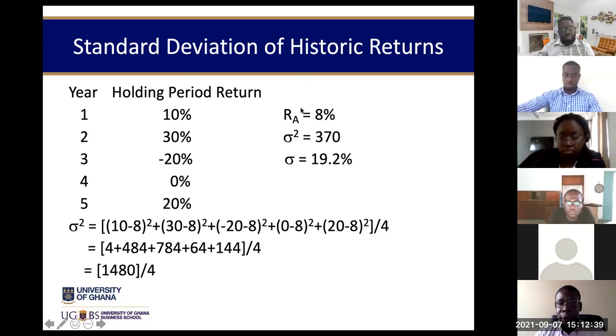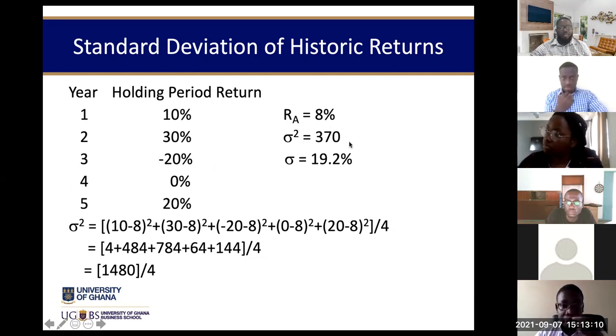When I say variance, it is the deviation from the expected return. So variance and standard deviation: what did we expect the return to be, and what is the actual return? Very simple things. Last week, if you remember, we found the arithmetic return to be how much? 8%. We added them and divided by 5. So the expected return is 8%.